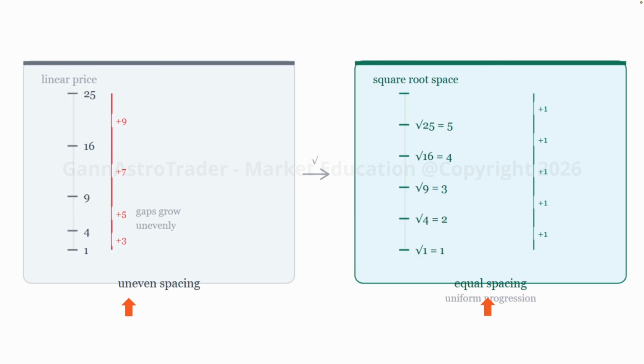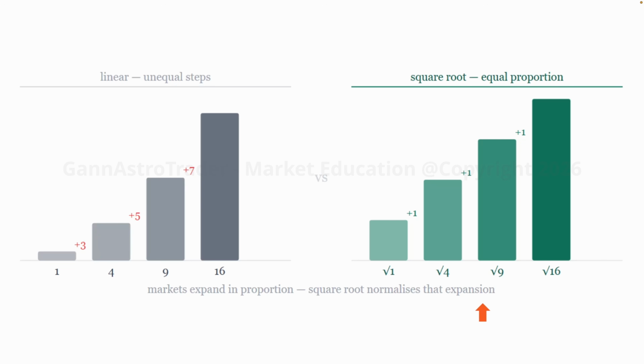To understand the structure, we shift from linear price to square root space. Instead of measuring price directly, we take the square root of price. This transforms uneven movement into a more uniform and measurable progression. In square root space, equal steps represent equal geometric movement. This is important because markets do not grow linearly. They expand in proportion, and square root helps normalize that expansion.